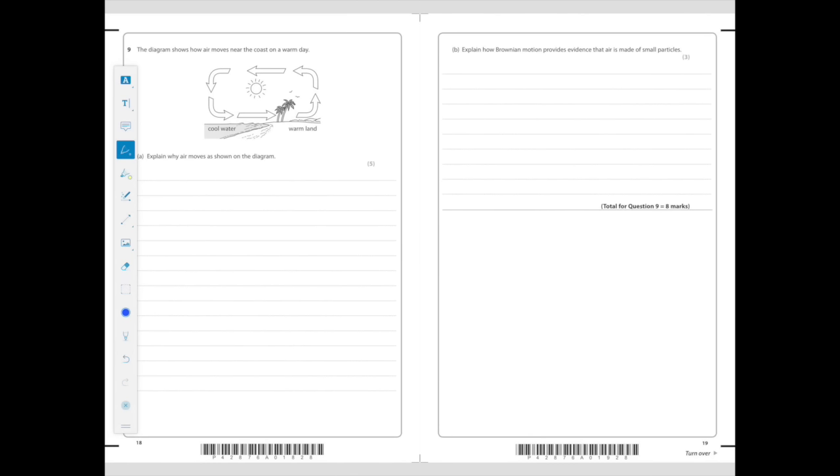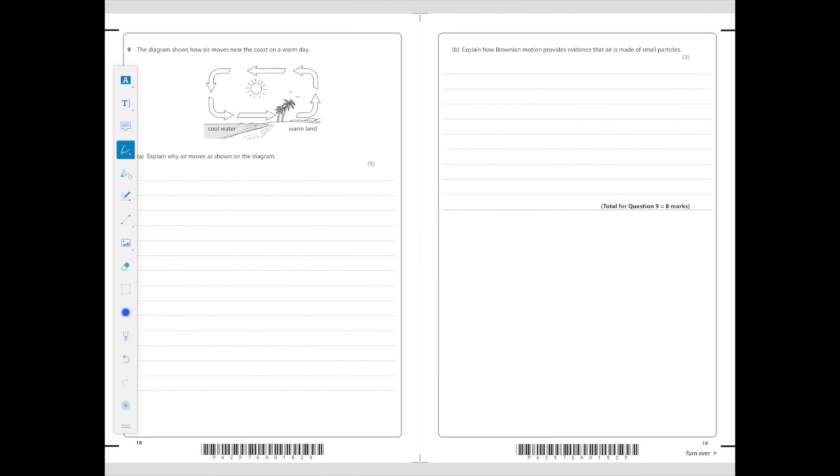Question 9. The diagram shows how air moves near the coast on a warm day. Explain why air moves as shown on the diagram. Hopefully the fact that there are arrows and we're talking about a gas, which is air, and heat, hopefully that's screaming convection at you. So again, this is a perfect answer. You need to rote learn your convection answer.